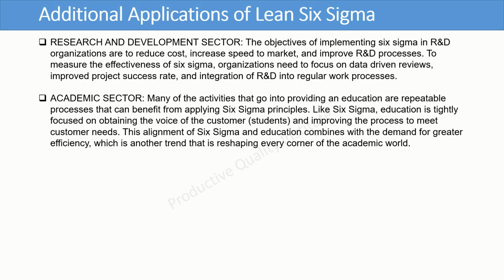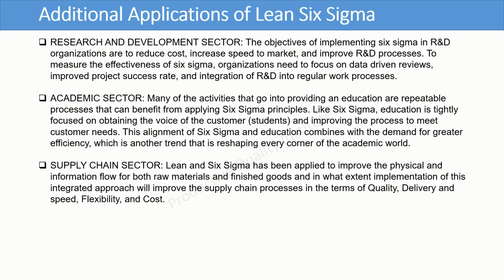Academic sector. Many of the activities that go into providing an education are repeatable processes that can benefit from applying Six Sigma principles. Like Six Sigma, education is tightly focused on obtaining the voice of the customer, students, and improving the process to meet customer needs. This alignment of Six Sigma and education combines with a demand for greater efficiency, which is another trend that is reshaping every corner of the academic world.